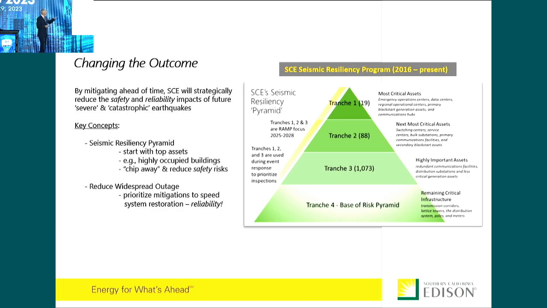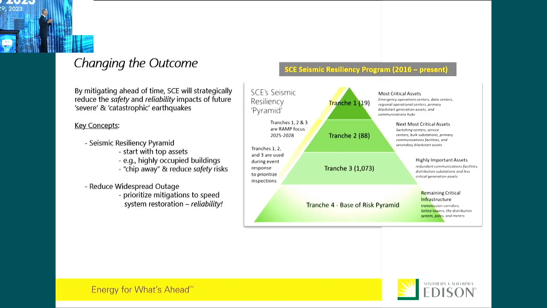So here, we do full assessments on our tranche one assets, medium level on our tranche twos, and so on down the line. If you sum up our tranche one, tranche two, and tranche three, it's about 1,250 critical facilities. And then at the base of the pyramid, we have over 21,000 lattice towers that are holding up the high voltage transmission lines. So we have a lot of residual risk. The challenge is to prioritize projects and spend money efficiently.